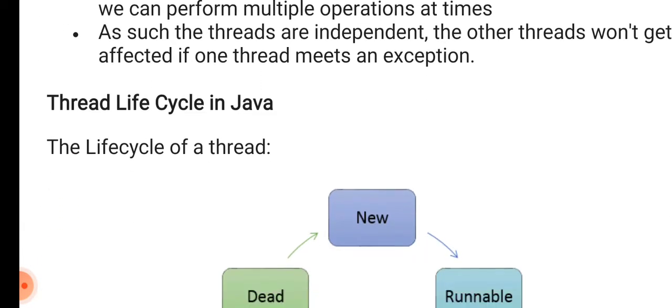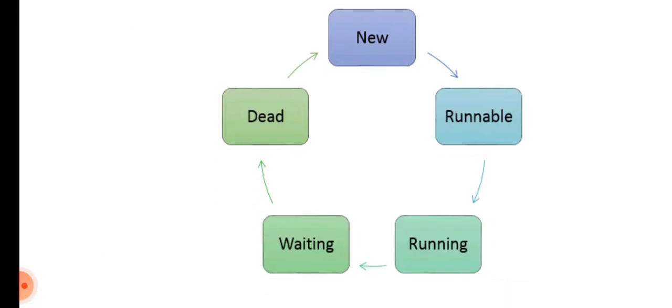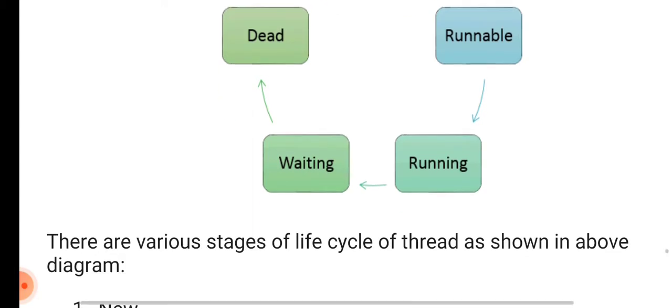Thread life cycle in Java. This is the life cycle of a thread. First state is the new state. Second are the runnable state, running state, waiting state, and dead state. This is the cycle of threads.